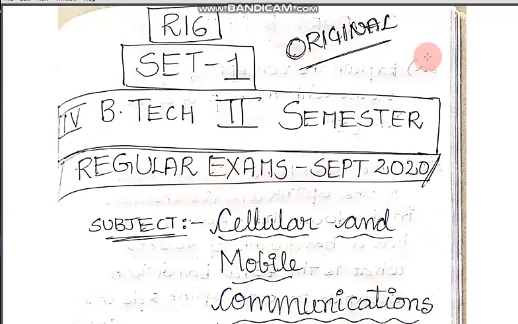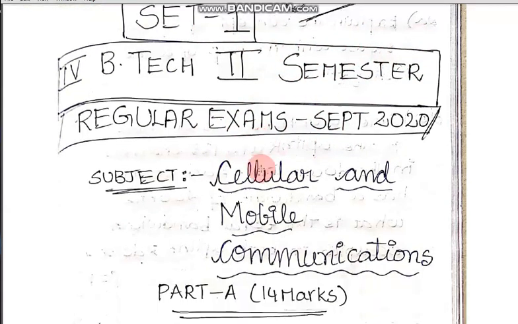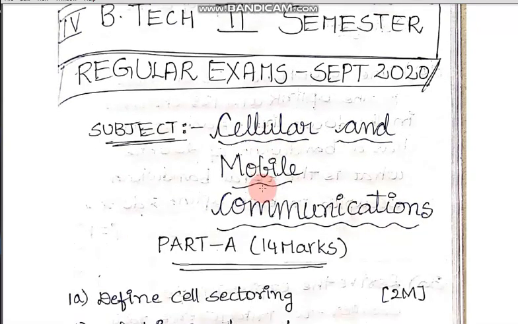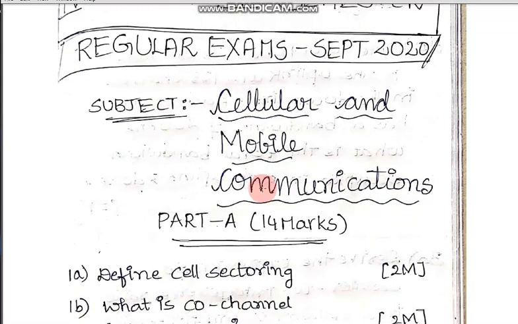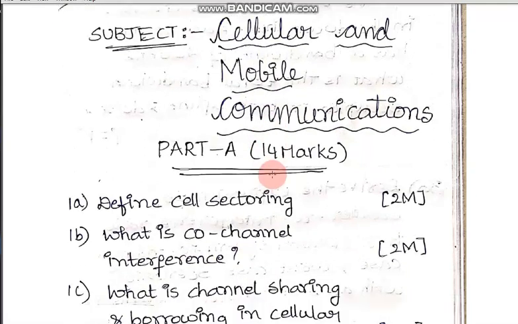So this is the original, there is no doubt at all. These are the original published question papers by JNTUK regarding cellular and mobile communications. As we know, there are 2 parts in this question paper. Part A consists of 14 marks, where we need to answer 6 questions of either 3 marks or 2 marks each, and secondly Part B, which has 7 marks questions where we need to answer 4 questions out of 6, each having 2 parts. So let's get into set 1.